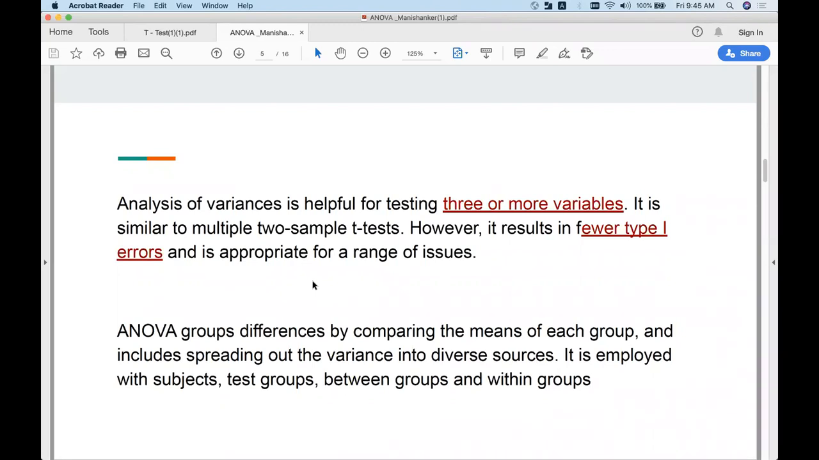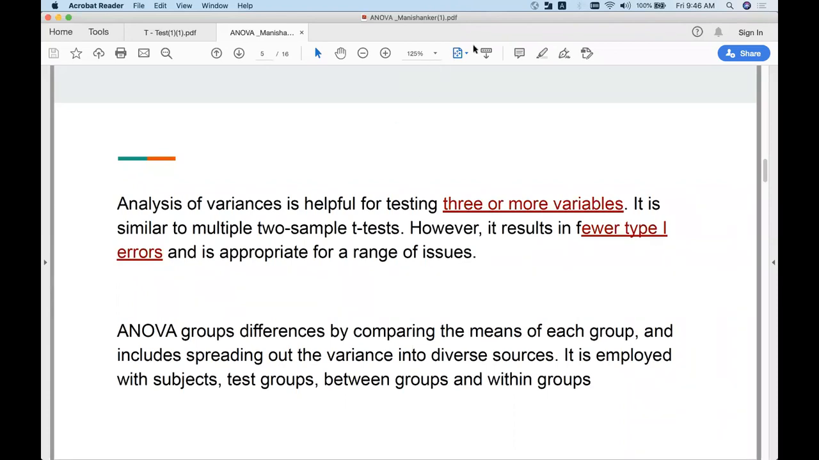ANOVA groups differences by comparing the means of each group and includes spreading out the variance into diverse sources. So it is employed with subjects, test groups, between groups and within groups.